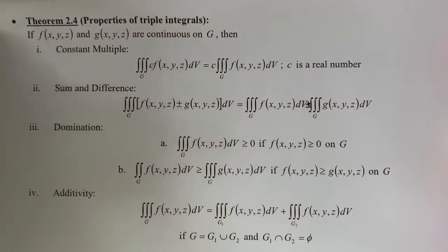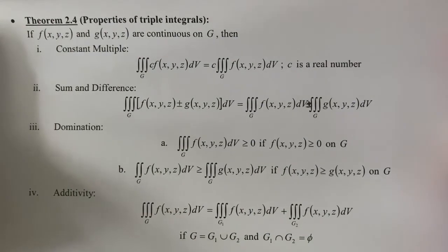Then we have Theorem 2.4, the properties of triple integrals. These properties are very similar to the properties I explained for double integrals. We have constant multiple, sum and difference, and domination and additivity. Instead of the double integral we use triple integrals here, but the properties are just the same.